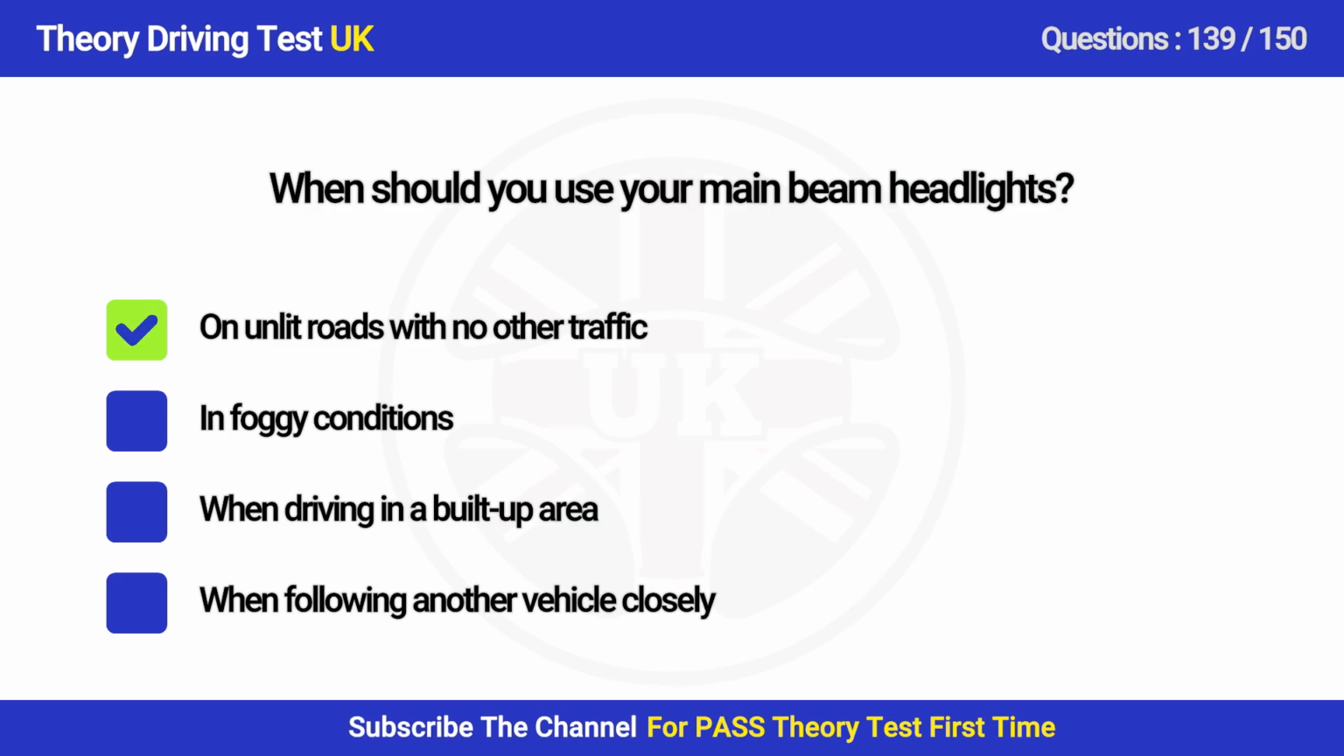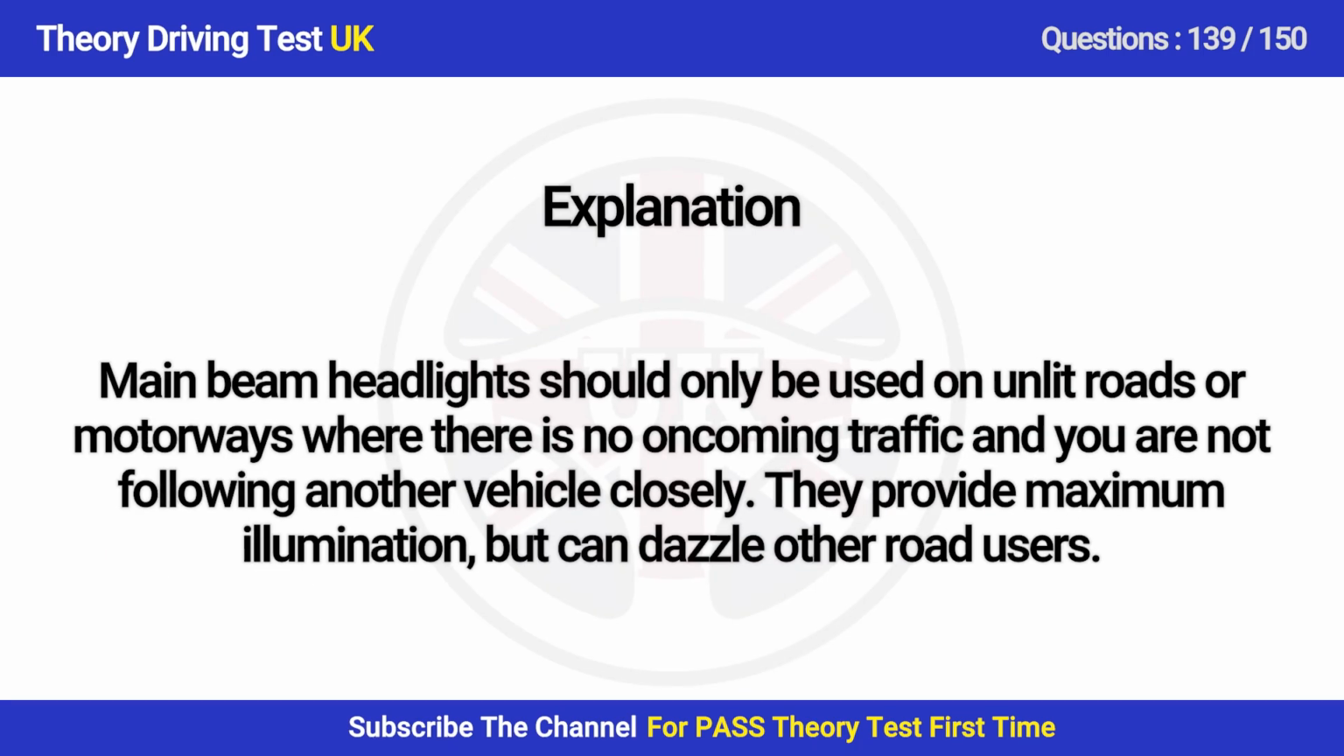Answer is A. On unlit roads with no other traffic. Main beam headlights should only be used on unlit roads or motorways where there is no oncoming traffic and you are not following another vehicle closely. They provide maximum illumination, but can dazzle other road users.